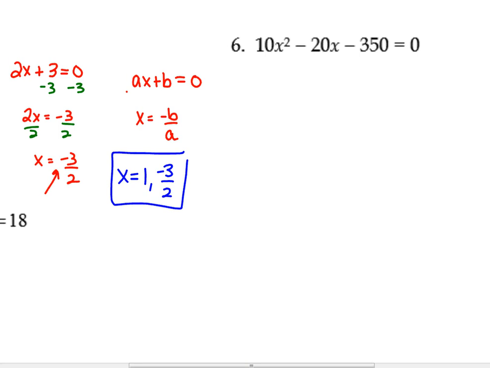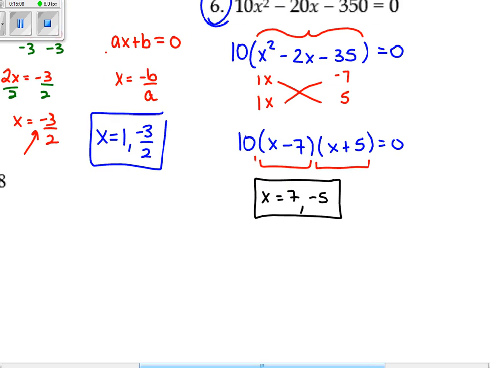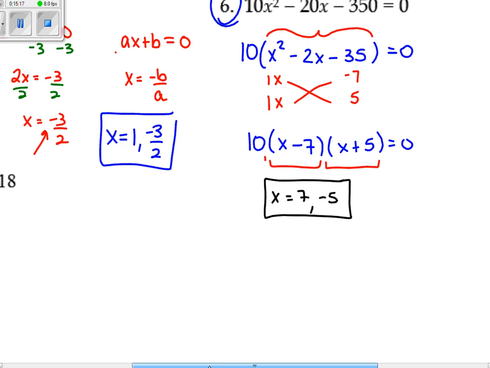Why don't you try 6? And if you're feeling up to it, you can try 7 too. Okay, so that would be the solution there. You should have had 7 and negative 5. This next guy, could you guys start it? Yeah? What would you have to do for number 7?